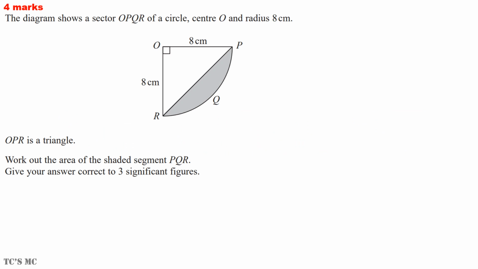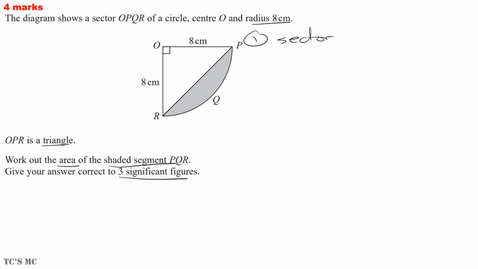The diagram shows a sector OPQR of a circle, center O and radius 8 centimeters. OPR is a triangle. Work out the area of the shaded segment PQR. Give your answer correct to 3 significant figures. For step 1, I am going to work out the sector.